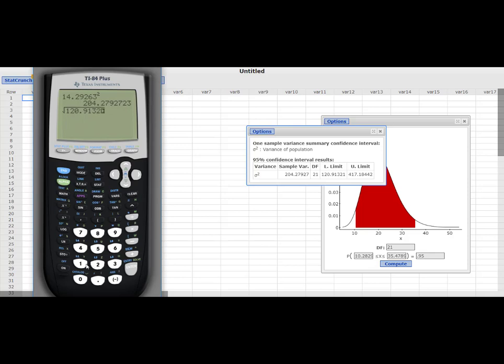120.91321 to get 10.99, which would round to 11.0, and then we're going to take the square root of 417.18442, and I get 20.43 or 20.4. That's what we got earlier. Okay, see how that works?